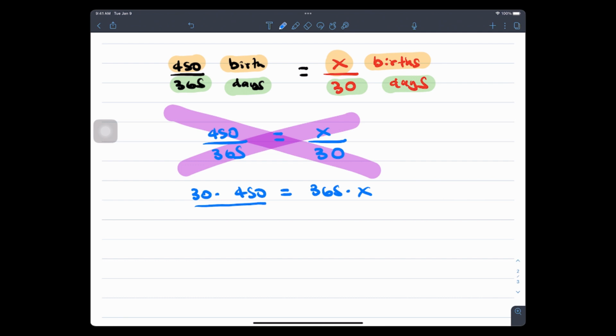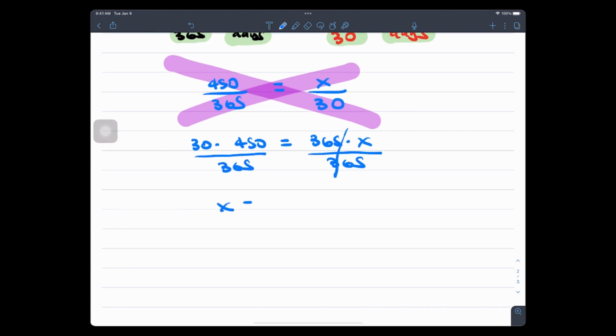Now what do you do? You divide both sides by 365. Cancel. What does x become? 30 times 450 over 365.